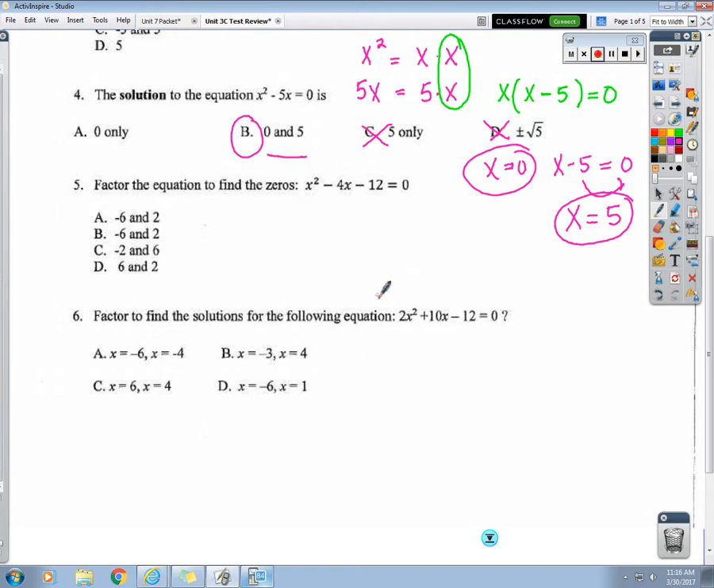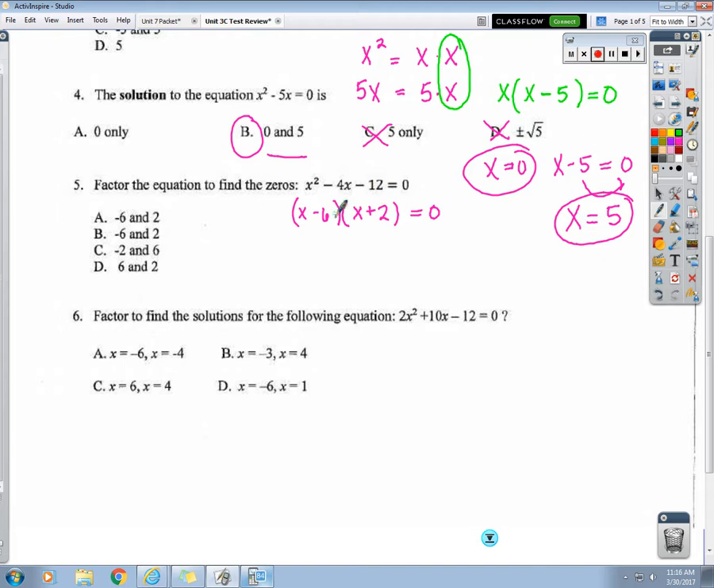Okay, so for number 5, it says factor the equation to find the zeros. Well, to factor one like this, you would do the bubble method. You would look for 2 numbers that multiply to negative 12 and add to negative 4. What numbers will do that? Hold on. Anthony, okay, so what numbers did you say will multiply to negative 12 and add to negative 4? Correct. A negative 6 and a positive 2. When you add them, they'll make a negative 4. When you multiply them, they'll make a negative 12.